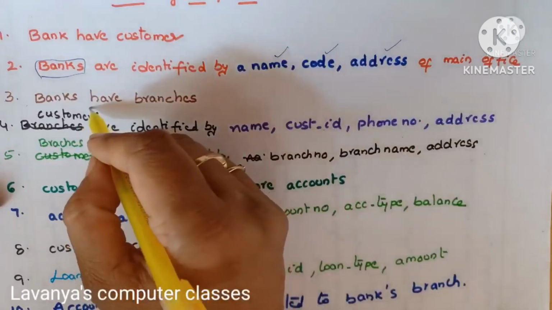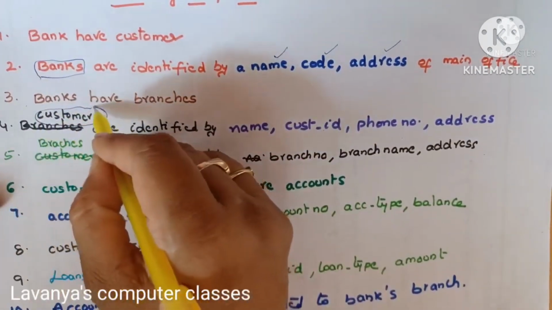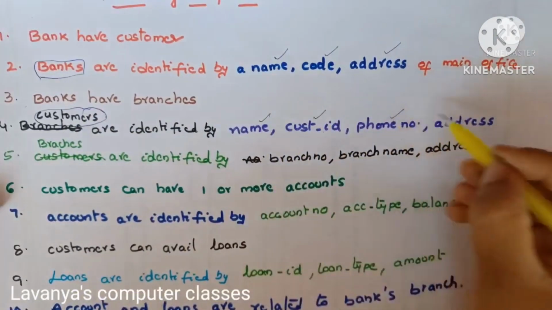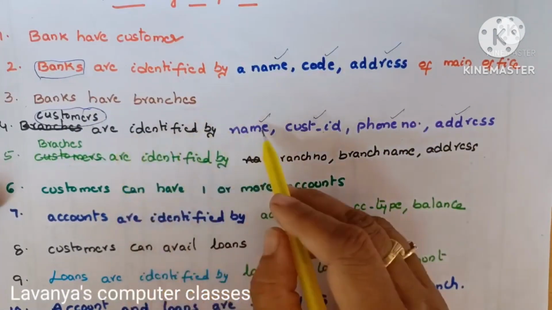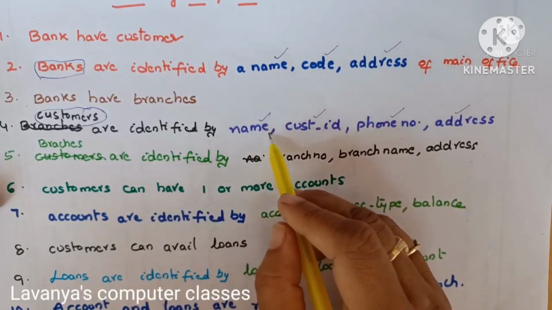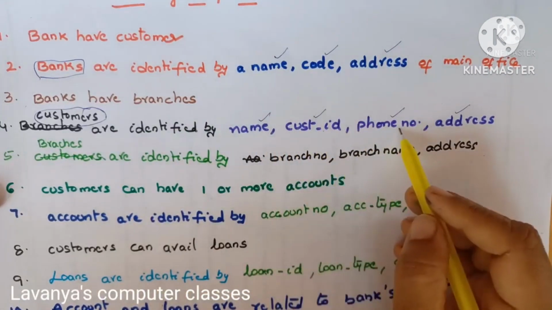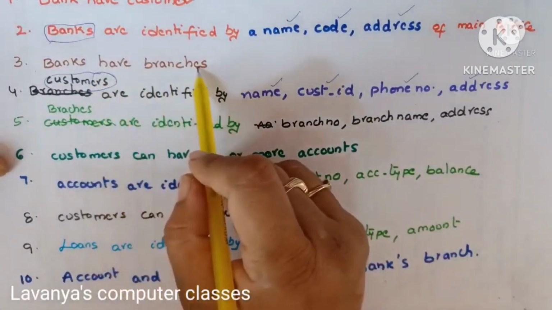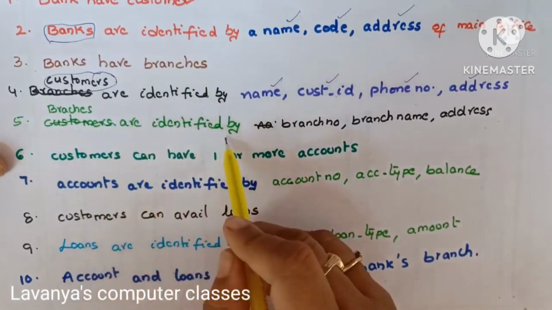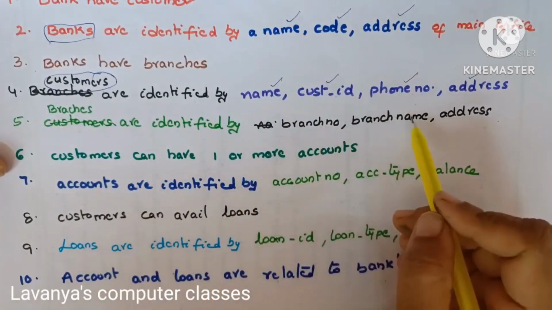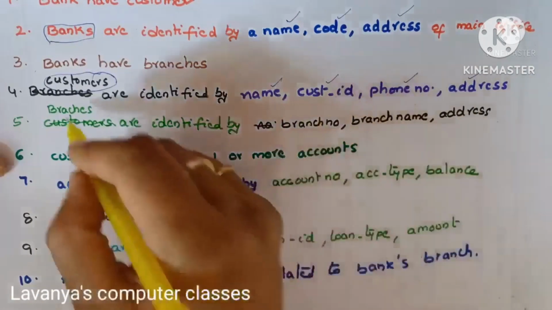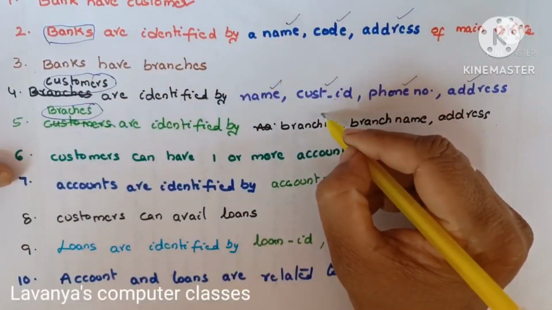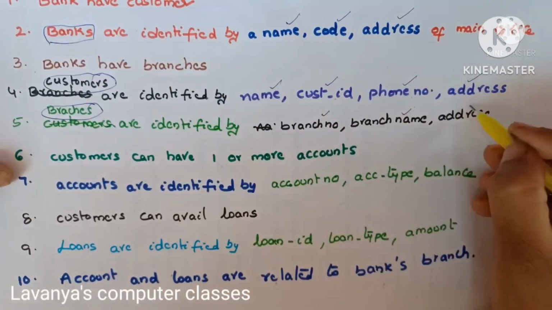Then automatically think, customers is also another entity set with these attributes. Customer is the entity set. What are the attributes of customers? Name, customer ID, phone number, address. Next, I already said banks have branches. Now branches are identified by branch number, branch name, address. That means branches is one more entity set. What are the attributes of branches? Branch number, branch name, address.